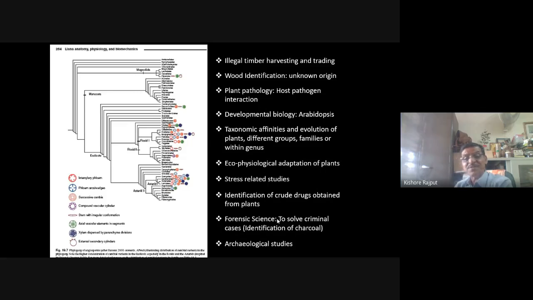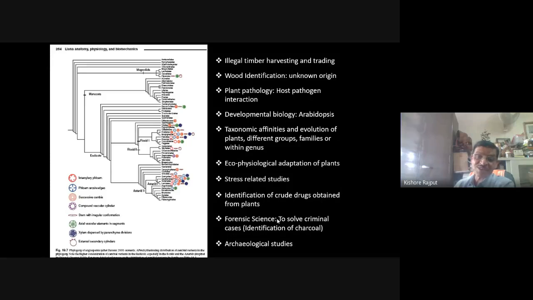And then taxonomic affinities and evolution of the plants in different groups. That is what the left side diagram depicts. Then ecophysiological adaptation of the plant. Now we are also facing the problem of increasing salinity and maybe the increase in barren land because of over-irrigation.